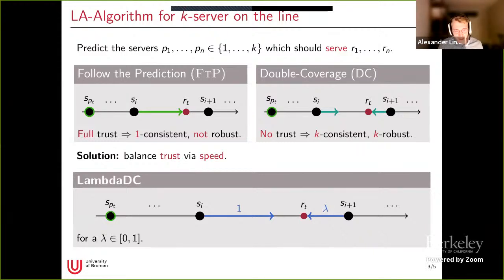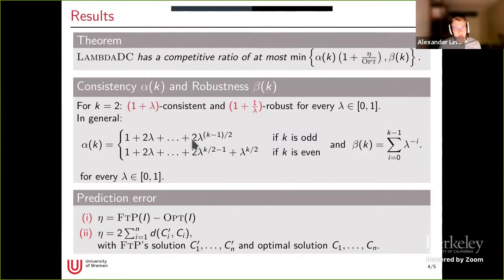And yeah, we can see this also in our theoretic results for this algorithm. Namely, we prove that this algorithm has a competitive ratio of at most alpha k, which is the consistency ratio, times 1 plus the quality of the prediction divided by the cost of an optimal solution. So this term just gets worse as the prediction gets worse, and the robustness ratio. So let's look at how these concepts look like.